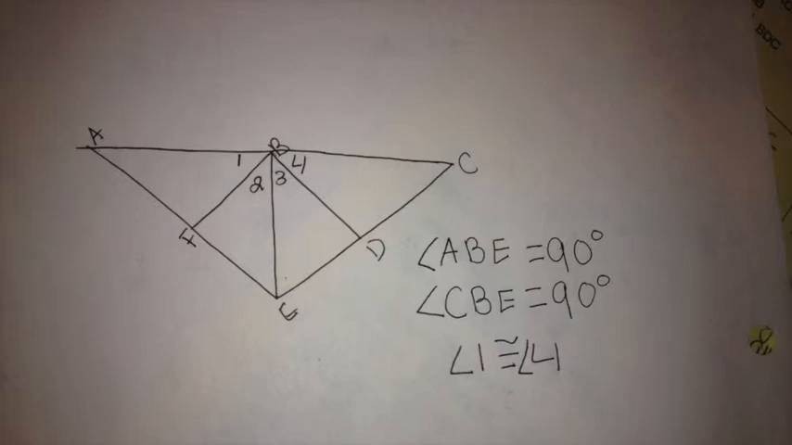Since you know that angle 1 and 2 add up to 90 degrees and angle 3 and 4 add up to 90 degrees, and you know that angle 1 and 4 are congruent, you can conclude that 2 and 3 are also congruent because they are the complements of two congruent angles.